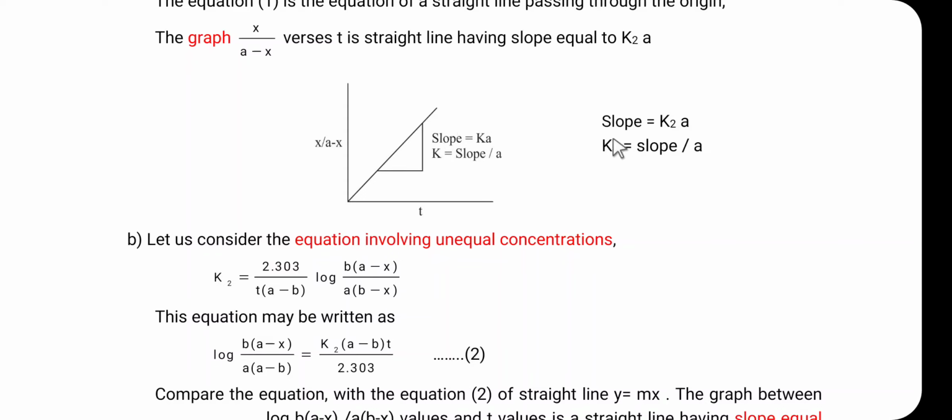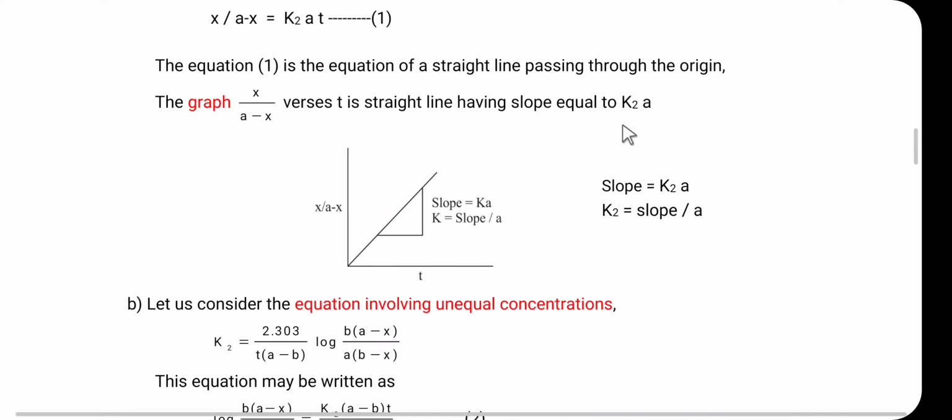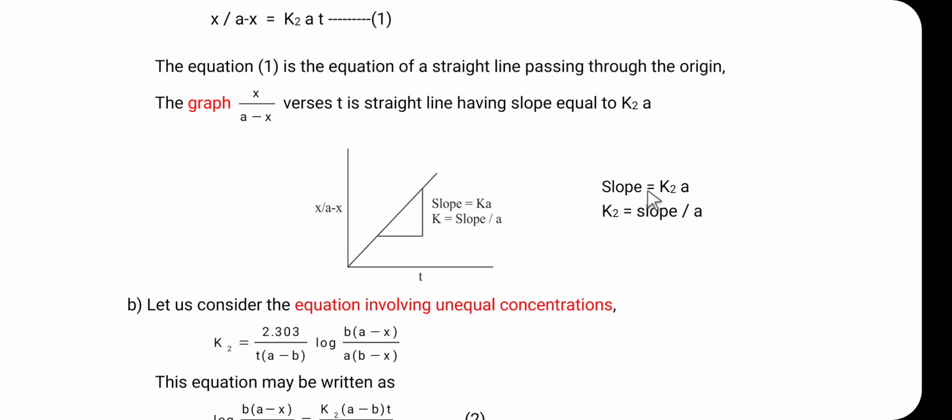So, here determine the slope of the line. When we determine the slope of the line, slope is equal to K2 into A. So, K2 is equal to slope divided by A, where A is the initial concentration of the reactant. Directly we can substitute the value of the slope here. By substituting the value of the slope and A, we can determine graphically K2, that is the velocity constant for the second order reaction with equal initial concentration. This is the case first.